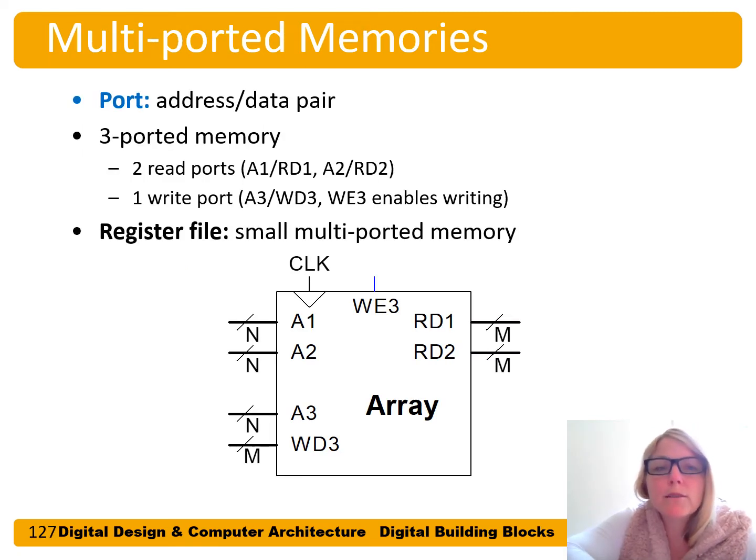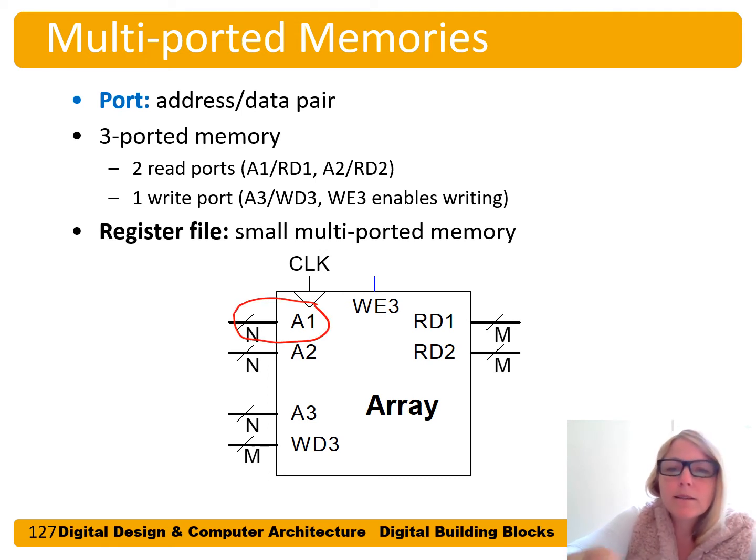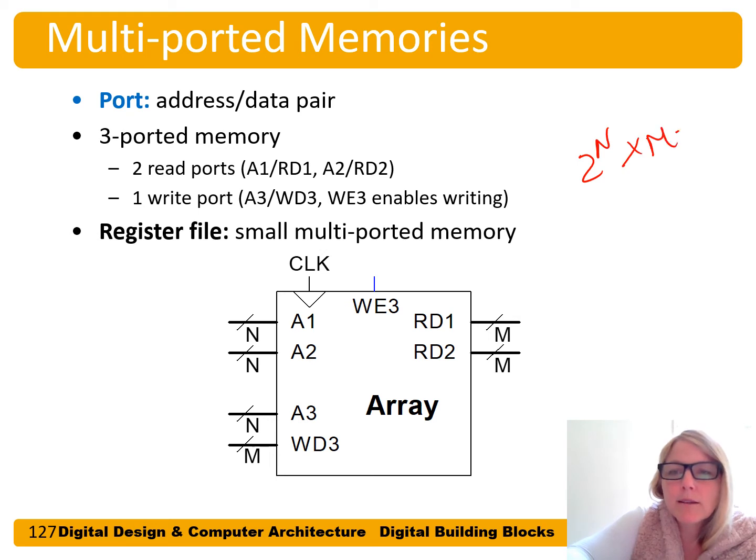We can also have memories with multiple ports. A port is an address data pair. In this example below, we have a 3-ported memory. It has 2 read ports and 1 write port. The array is still the same. There's still a single memory array. In this case, our address size is n bits, so this is 2 to the n by, that's the depth, and the data size is m bits, either the write data or the read data. So we have a 2 to the n by m bit array.